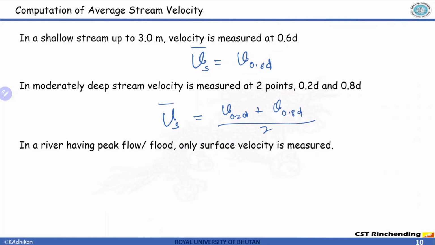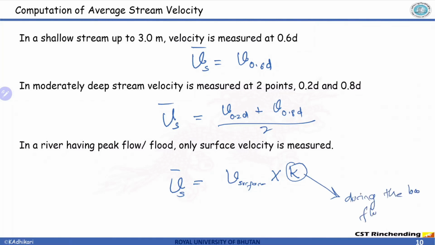Now during a flood, if you need to calculate the velocity, the average velocity during high flows is calculated by simply taking the surface velocity multiplied by a coefficient k. This coefficient k has to be calibrated during the low flow, and the value is then used during the high flow.